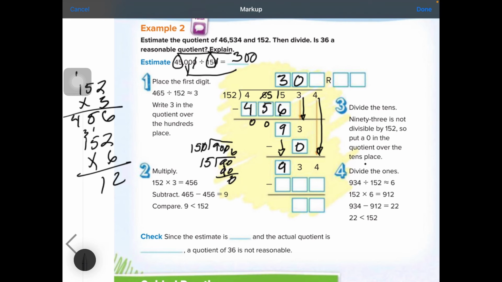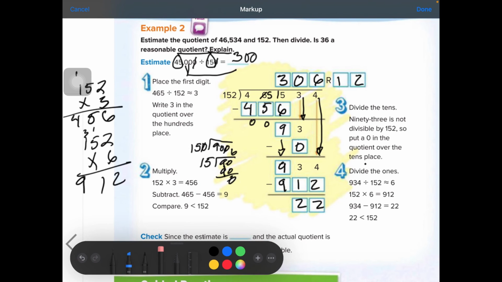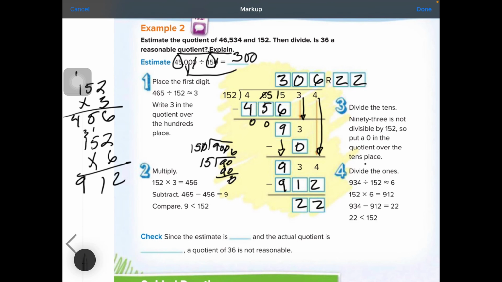6 times 2 is 12. 6 times 5 is 30, plus 1 is 31. 6 times 1 is 6, plus 3 is 9. 912. That's pretty darn close. So I'm going to put a 6 up here. 4 subtract 2 is 2. 3 subtract 1 is 2. So then our answer is going to be remainder 22.